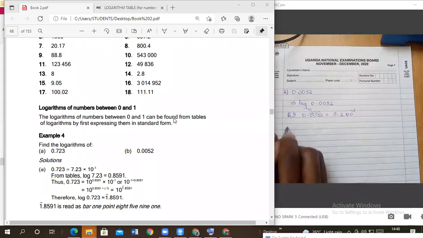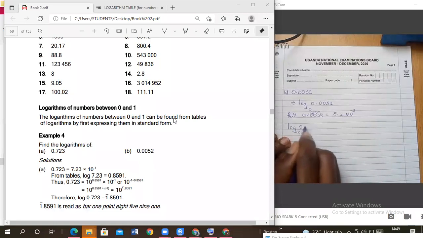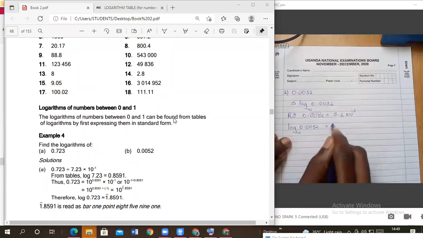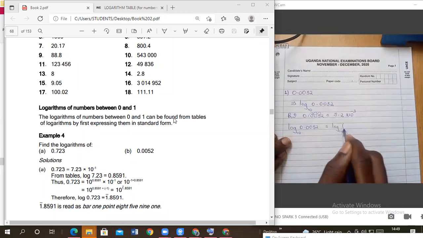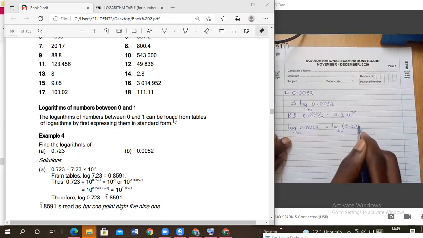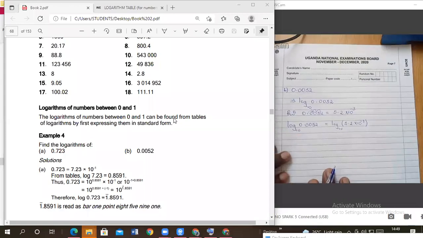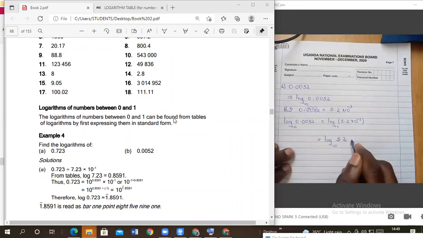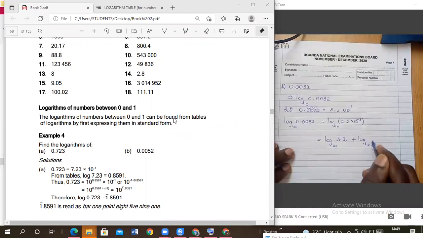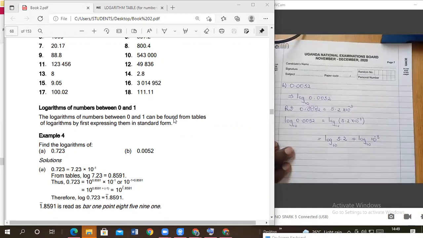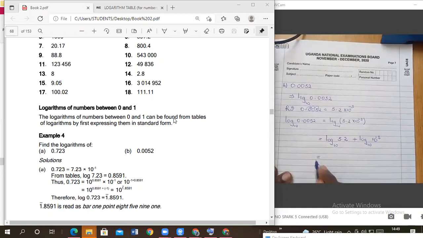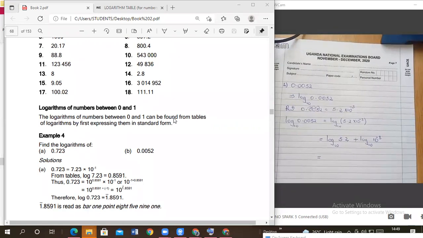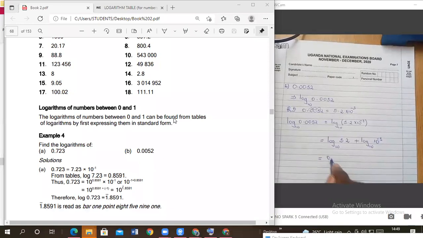So log to base 10 of 0.0052 equals log to base 10 of 5.2 times 10 to the power negative 3. Split them. So you have log to base 10 of 5.2 plus log to base 10 of 10 to the power negative 3. So press for me log of 5.2. What do you get? 0.7160.